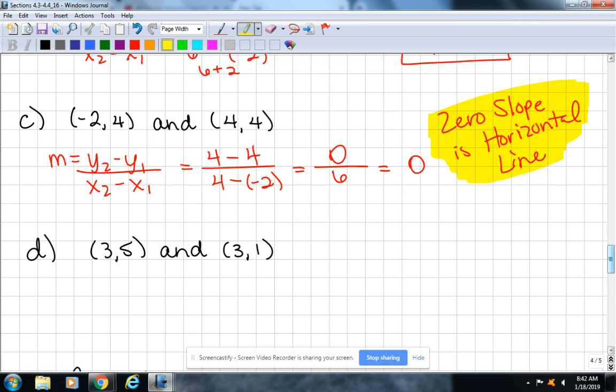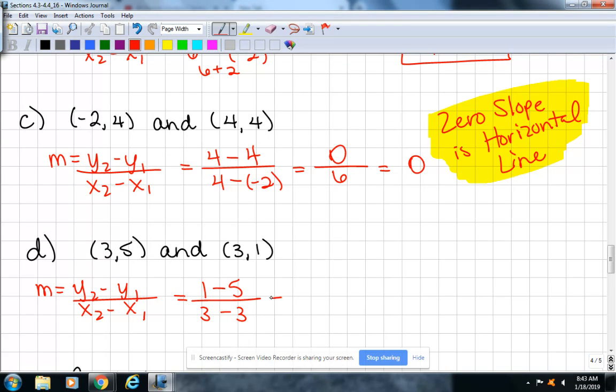Let's do one more with the formula. M equals, what's the formula? Over. Excellent. Can you guys tell me what is y2? 1. You don't know, label it. Minus what is y1? 5. Over what is x2 minus x1? 3. Any questions about how I plugged everything in there?